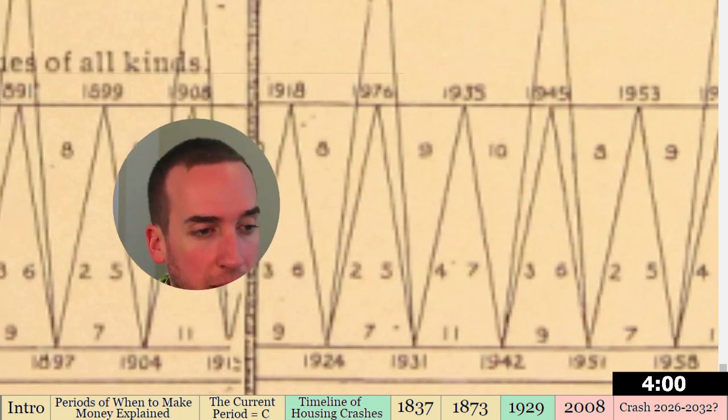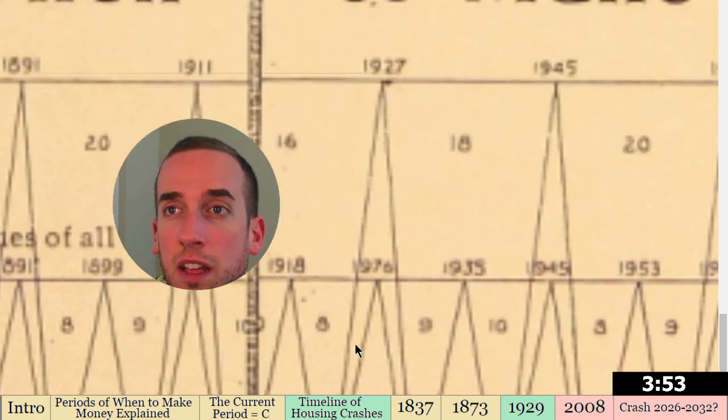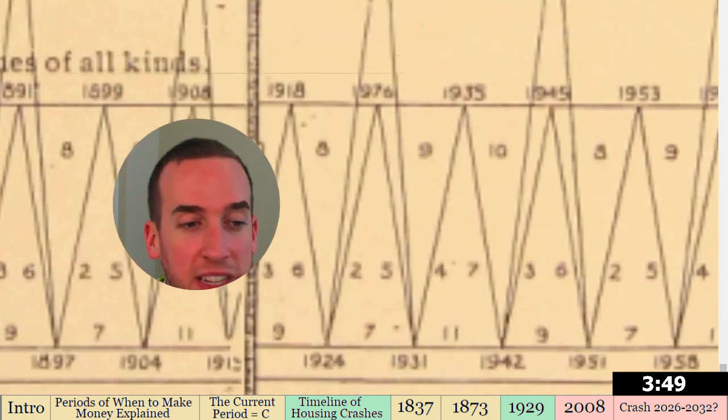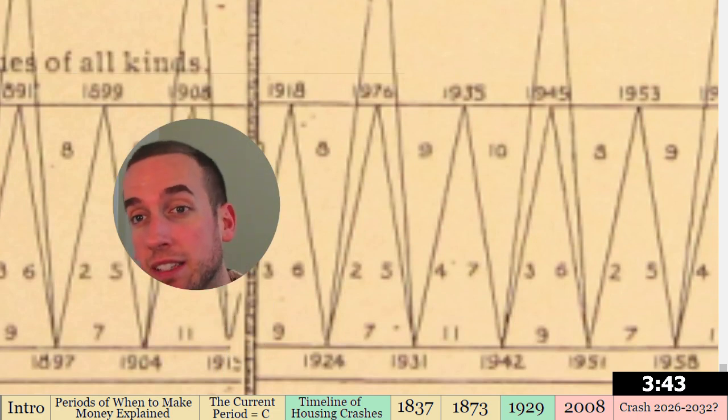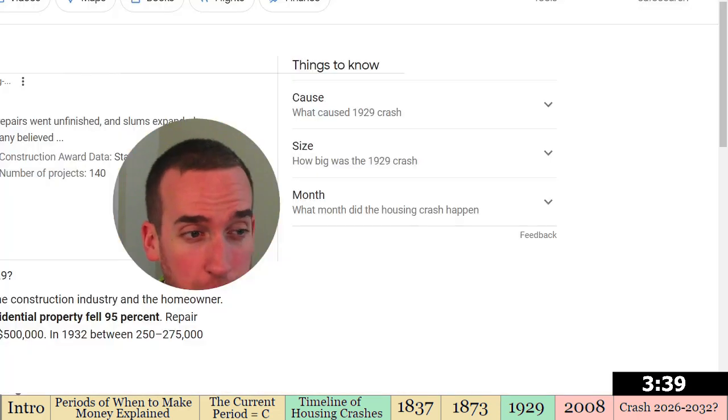Here. So we have 1924 right here. You guys can see that. 1927 was the period of panic. So from 1927 to 1931 is basically when we saw housing become really bad for people. So between 1929 and 1933.